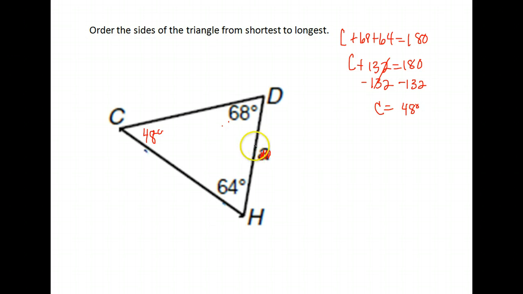Okay, now let's do what they said. Let's order the sides of the triangle from shortest to longest. Well, based on our property, the shortest side should be across from the smallest angle. So we have a 68, a 64, and a 48. Okay, so this is our smallest angle. Across from it should be the shortest side. So DH is our shortest side.